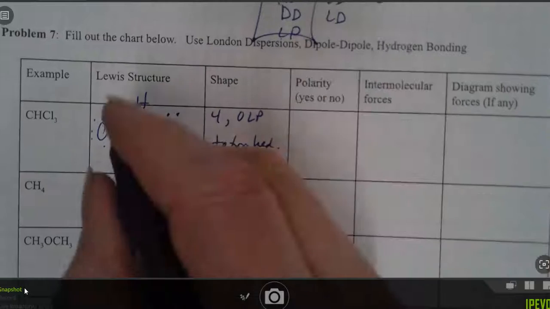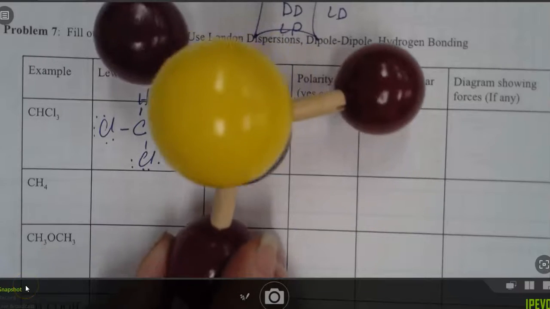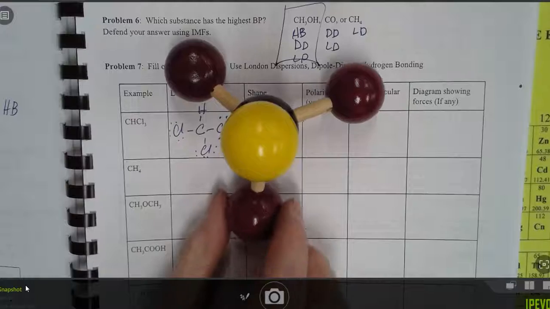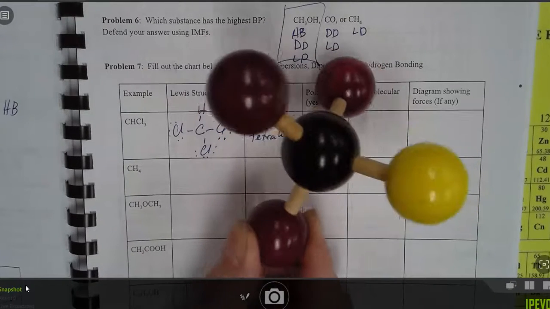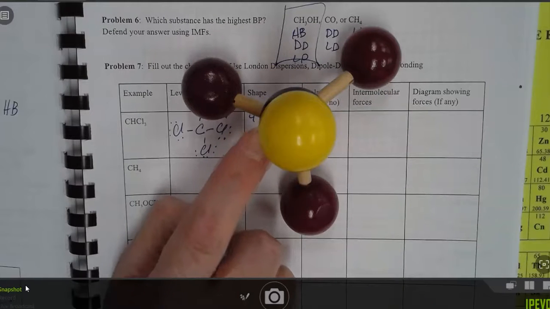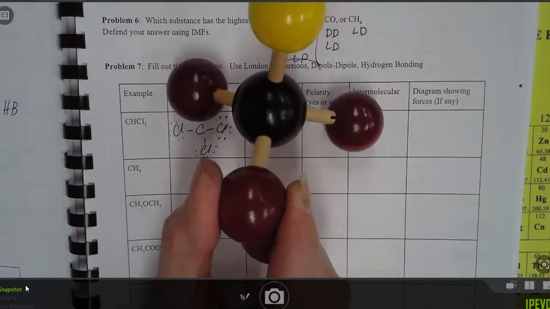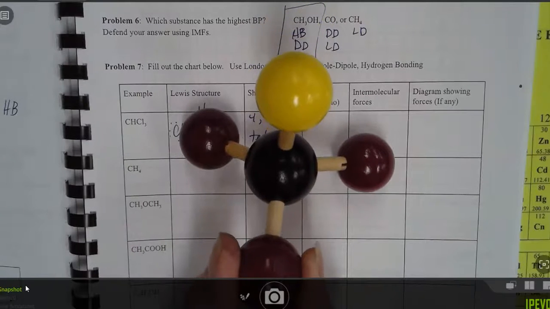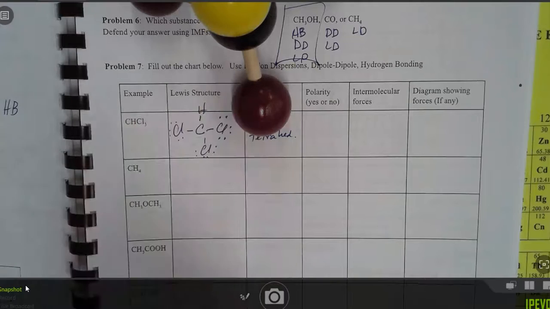What about the polarity? Well, tetrahedral is typically symmetrical. However, what's different about this? So here I have a model, and I'm going to move my camera so it looks a little better. Here's my model of carbon tetrachloride. The purple ones are your chlorine and the yellow one is the hydrogen. Even though there are no lone pairs on the carbon, it is not perfectly symmetrical. You don't have the same bonds on each side, so I would say it is not symmetrical.